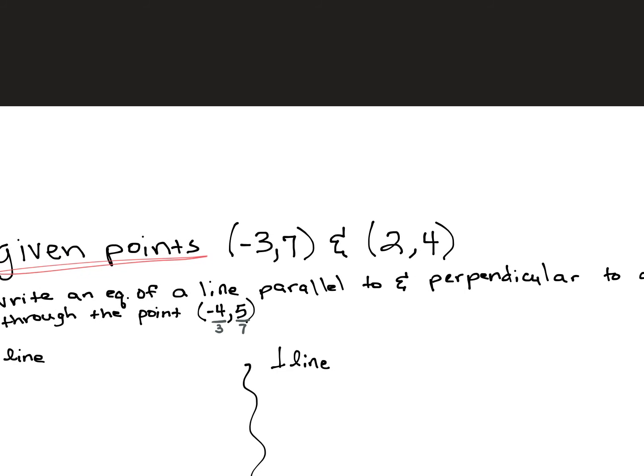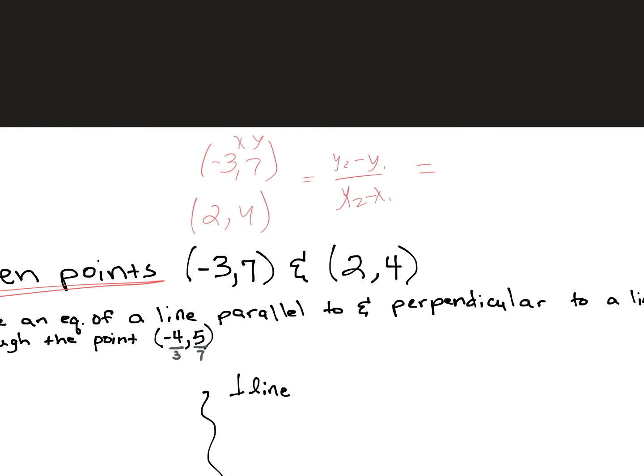Do we know a formula that if we have 2 points, we can find a slope, guys? Yep, what is it? The slope formula? So I have y2 minus y1 over x2 minus x1. So the y's that I'm going to use, I'm just going to say 4 minus 7. If I use 4 on the top first, what do I have to use on the bottom? 2. So 2 minus a negative 3.